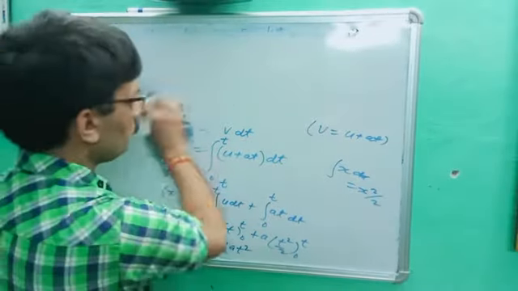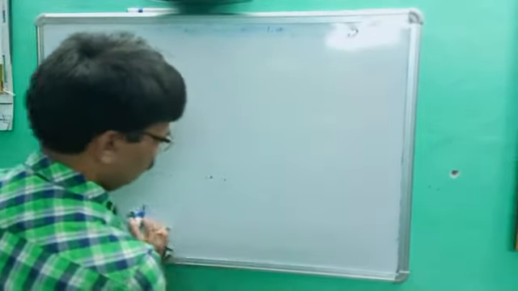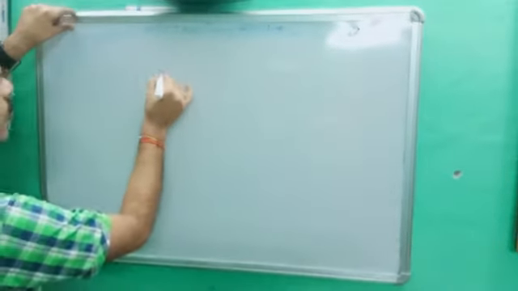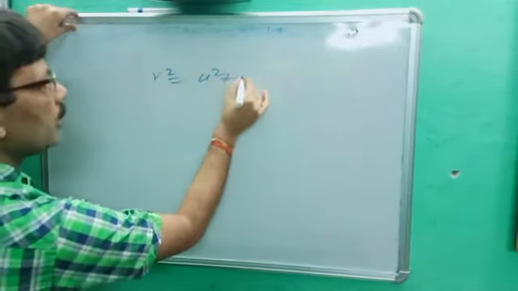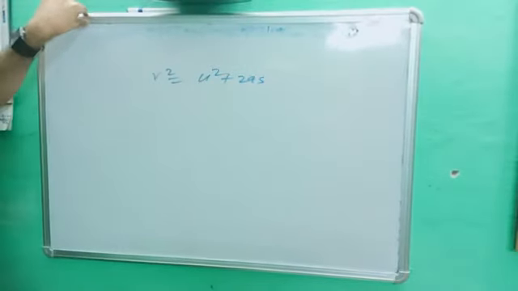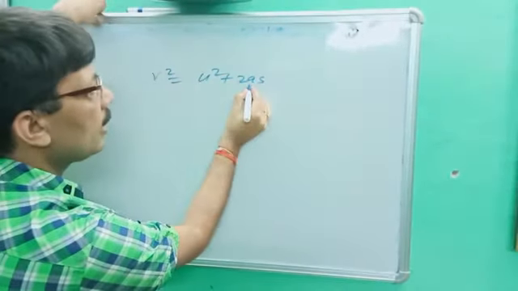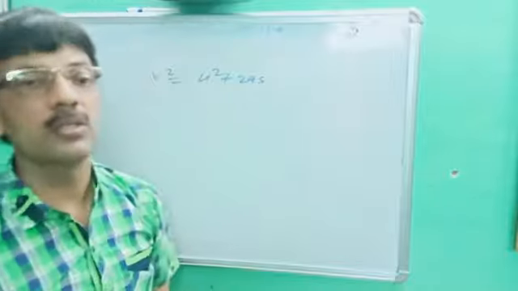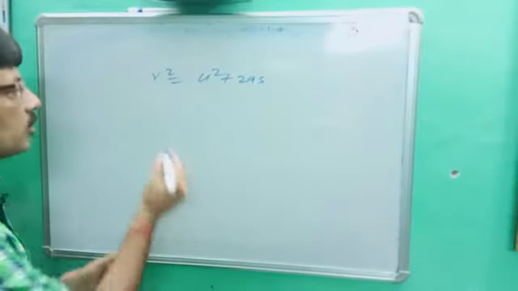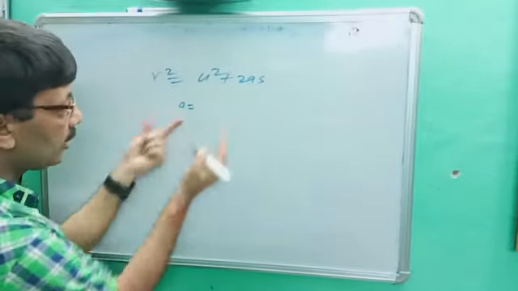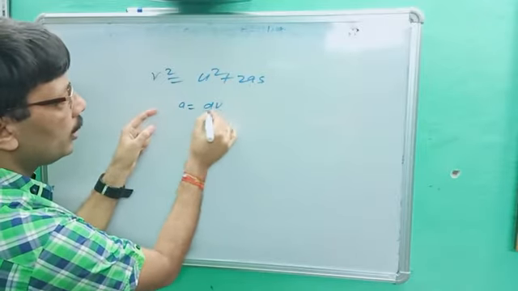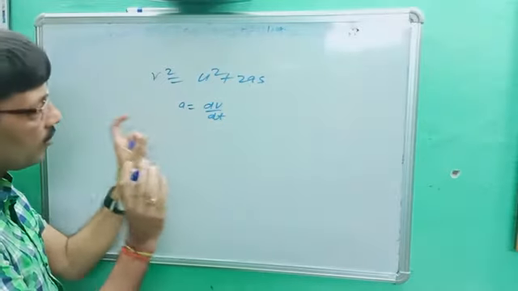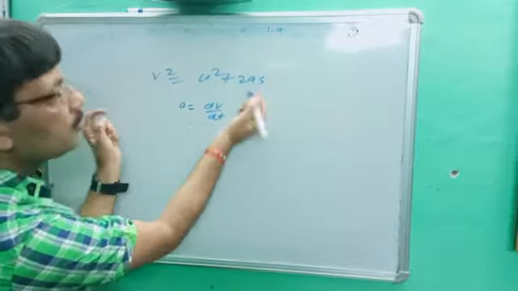Third one. What is the third one? v square is equal to u square plus 2as. See here, v is there, a is there, s is there. You have to use the function of function, which is already taught. So we will start from here: a is equal to dv upon dt. By that formula you can't get the answer because displacement is given as well.